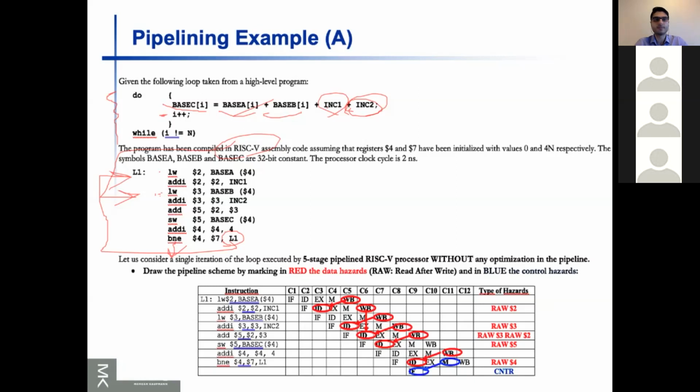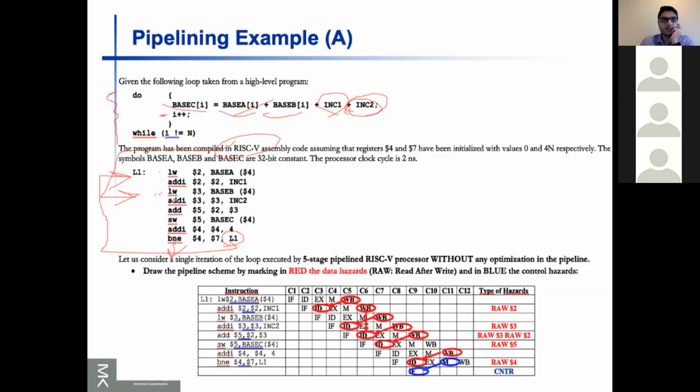Then I'm going to give you this table. Branch was not taken. And then I'm going to give you such a table, right? You're going to fill up the information here. Either you translate it from here or it was given to you, and this table is already predefined for you. So now your job would be to draw the pipeline scheme by marking in red the data hazards, right? So you just have to understand, okay, now let's parse it together here.